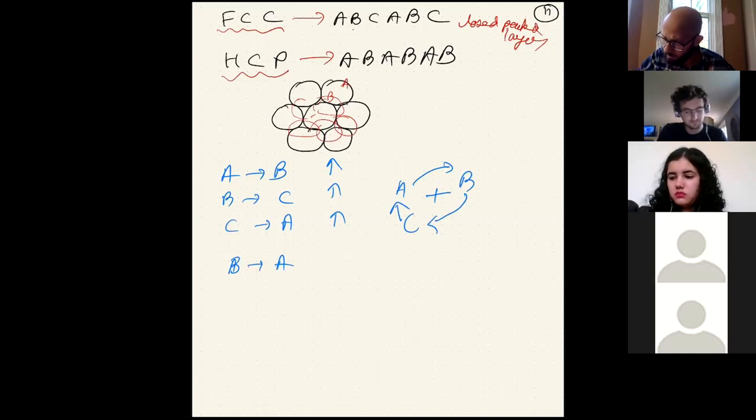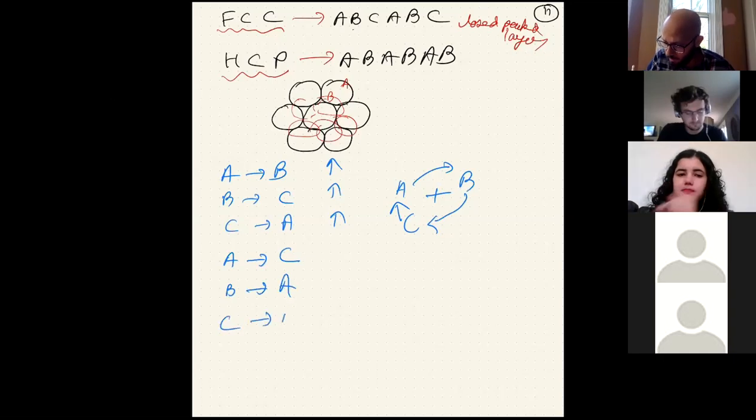Or if you have an arrangement where B is going to A, or actually, let's write it down this way. In packing of crystals, you can never have two layers repeating. A cannot be repeated by A. That's why we can arrange it this way. But if A cannot be repeated by A, what can be the next layer? It can be C. Similarly for B, what can be the next layer? If it's not C, it has to be A. And for C, if it cannot be A, it can be B. So if you have this type of arrangement, let's call it a minus spin.